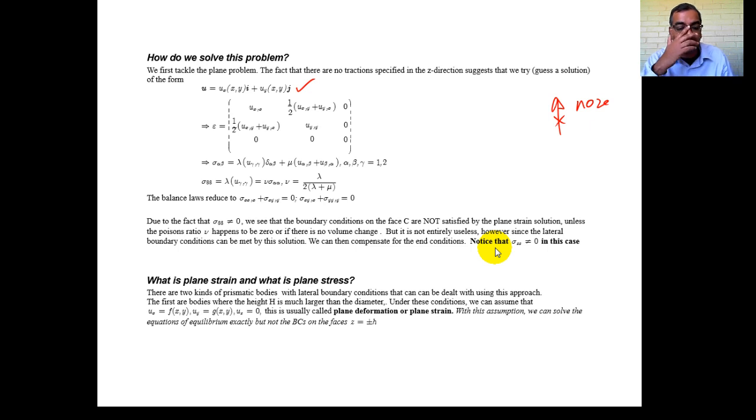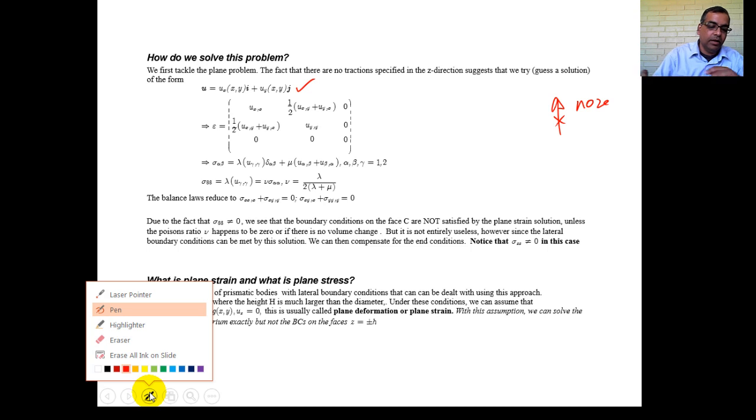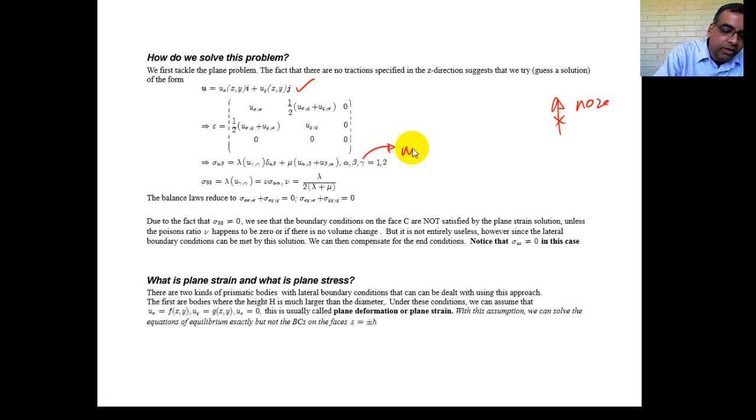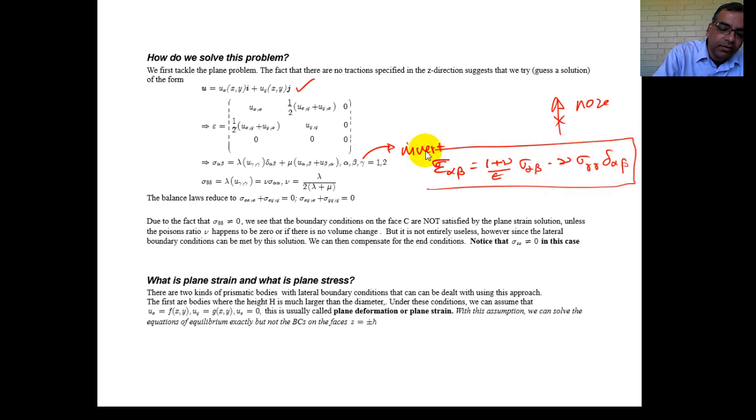So just two equations of equilibrium. By the way, what this means is that as usual, if you invert it, you will get epsilon alpha beta is 1 plus nu over E sigma alpha beta minus nu times sigma gamma gamma delta alpha beta. Everything lives in the plane except that sigma 3,3 is not equal to 0. That's the main deal.